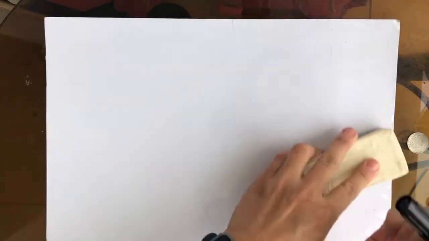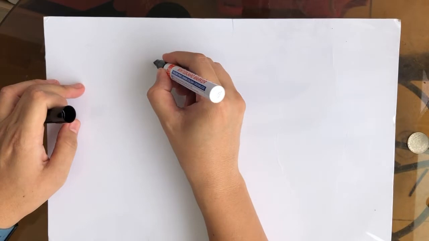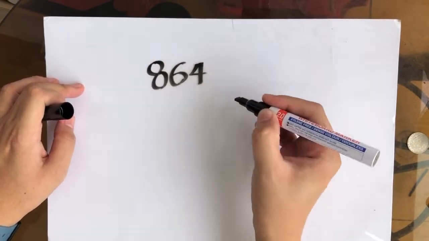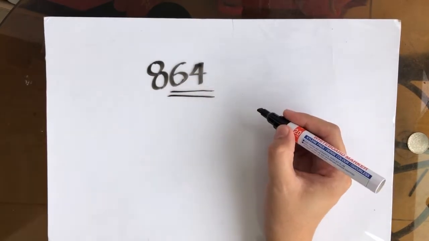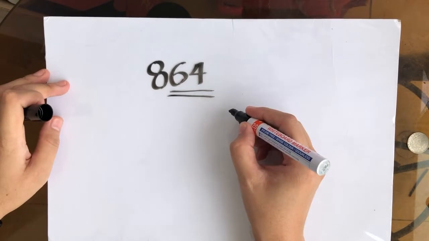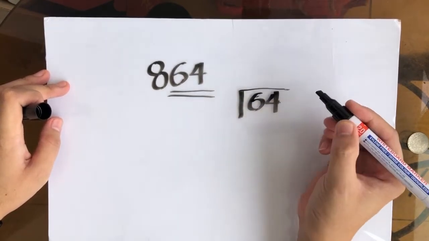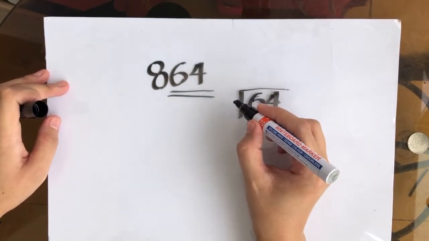Let's say our number is 864. Okay? So, kunin natin yung dalawang number which is 64. Let us divide that by 4. Tandaan, kapag walang remainder, the answer is divisible by 4.